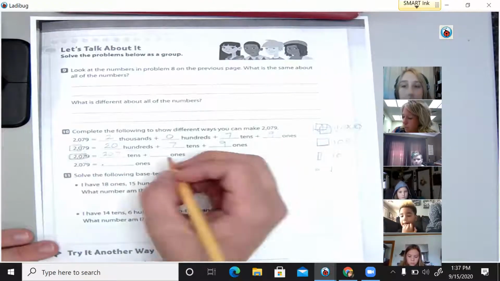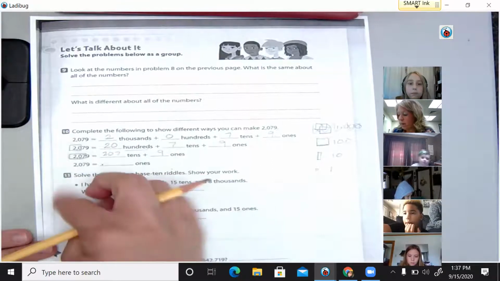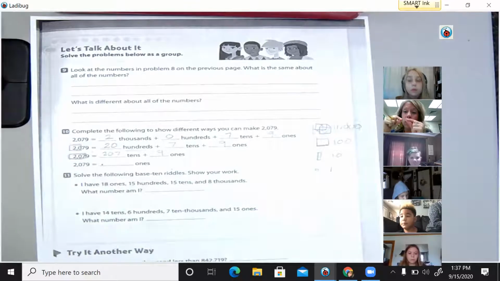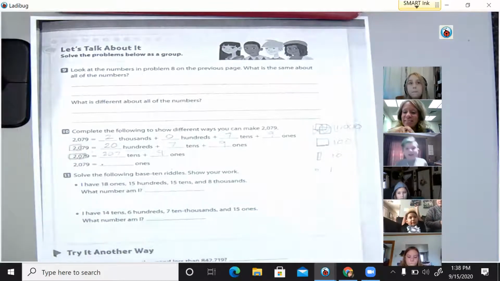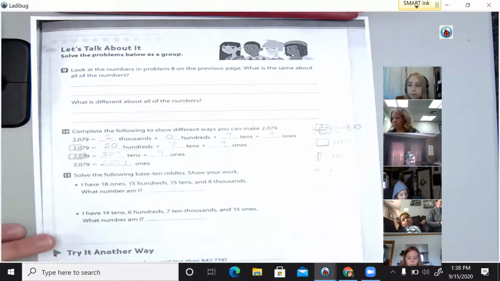9. Yep. Okay, and Peyton, you have the last one. Here we have just ones. So if we had to make 2,079 with all single little cubes, how many would we need? 2,079. Very good. 2,079 small cubes.